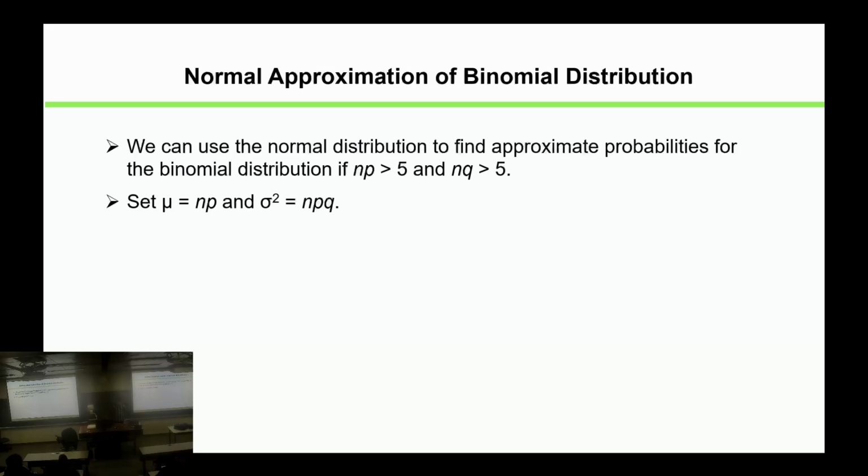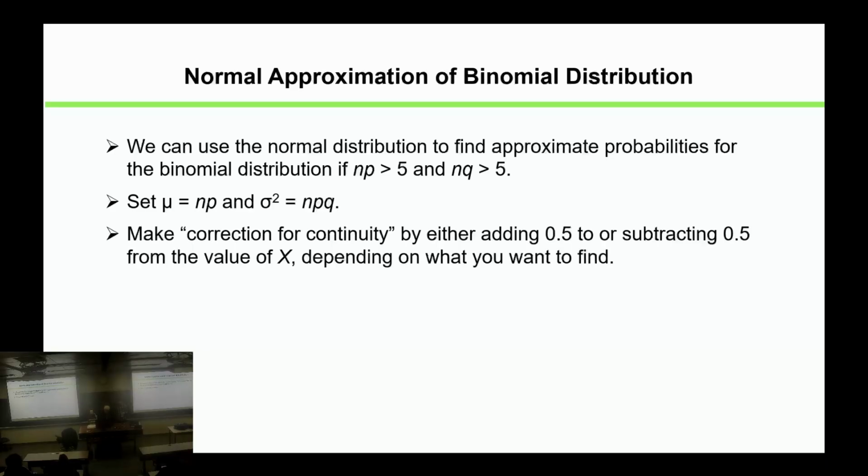So we saw that for a binomial distribution, the mean was n times p. The variance was npq. Professor Nika reviewed that at the start of the class. And we remember that the mean and the variance are the parameters for a normal distribution. And so what we do is simply set the mean of the binomial distribution equal to the mean of a normal distribution. The variance of the binomial distribution is going to be equal to the variance of the normal distribution.